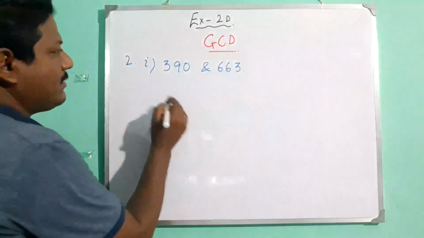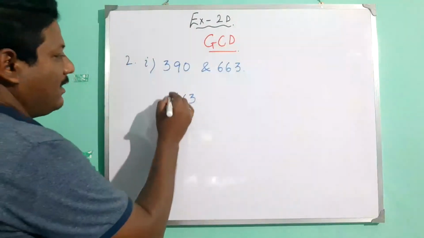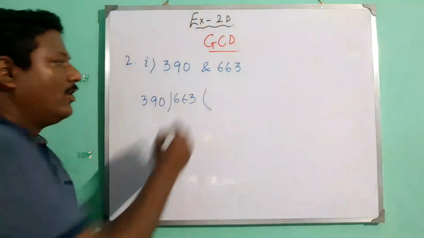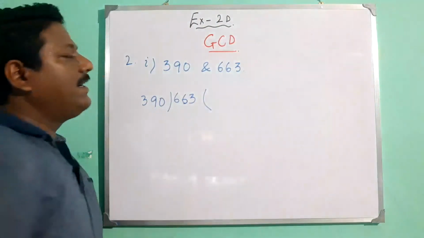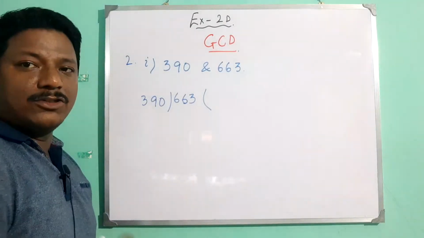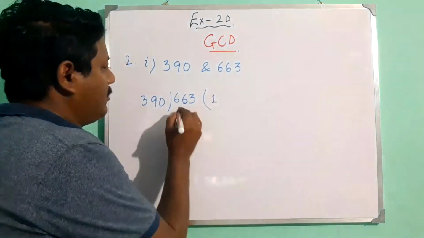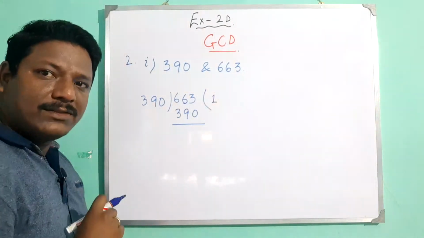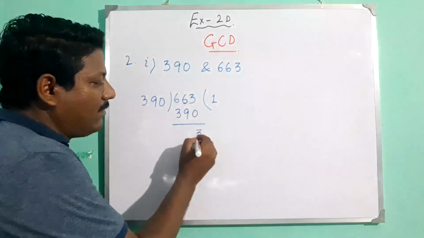You have to divide the greatest number by the smaller number. So here which one is greatest? That is 663. It can be divided by 390. Yes, so if you multiply it by 2, it will come 780. So it will not go by 2, so it will go by 1 only. So we will write 390. It will go by 1, so we will write 390. Now 3 will come down.